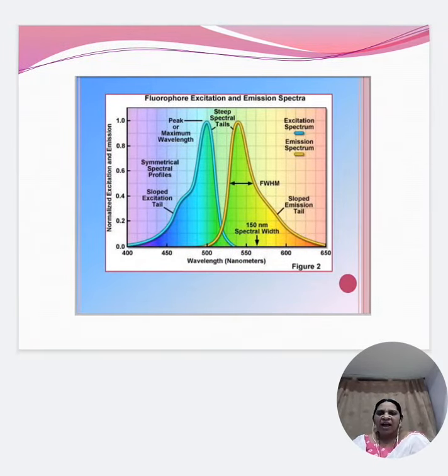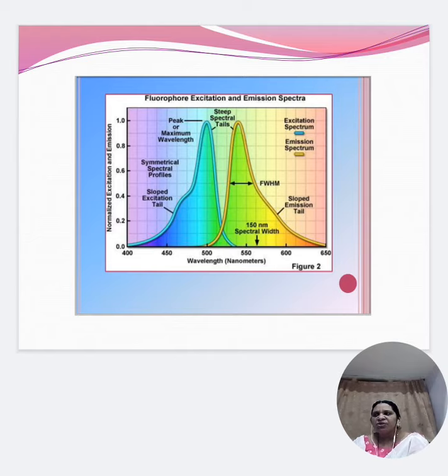So this is the graph which shows the fluorescence excitation and emission spectra. When we plot the graph taking wavelength on the x-axis and the normalized excitation and emission spectrum, you observe the excitation and emission spectra. The blue one is the excitation spectrum and the green one is the emission spectrum.